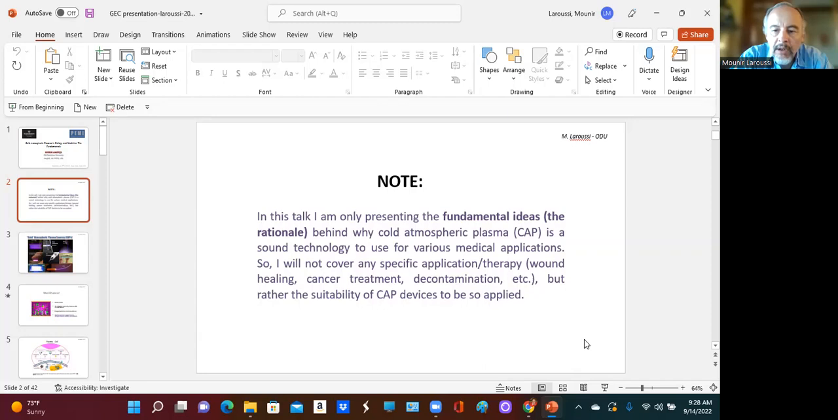So I won't go into specific applications and therapies like wound healing, cancer treatment, decontamination, etc. I'm just going to talk about the scientific basis why it's a good idea to use plasma technology for medical and biological application.